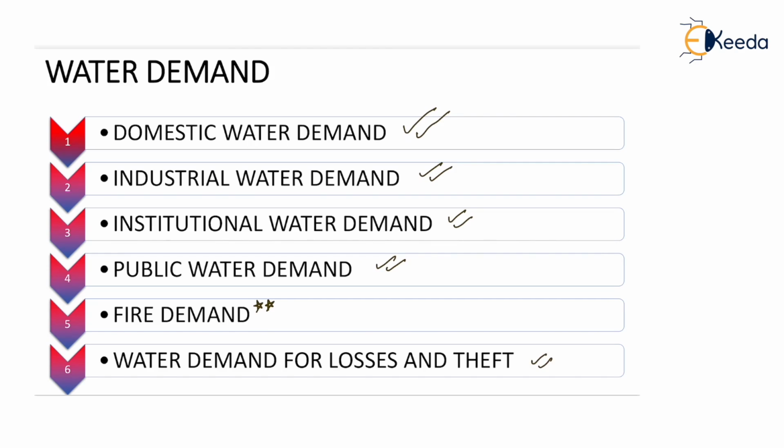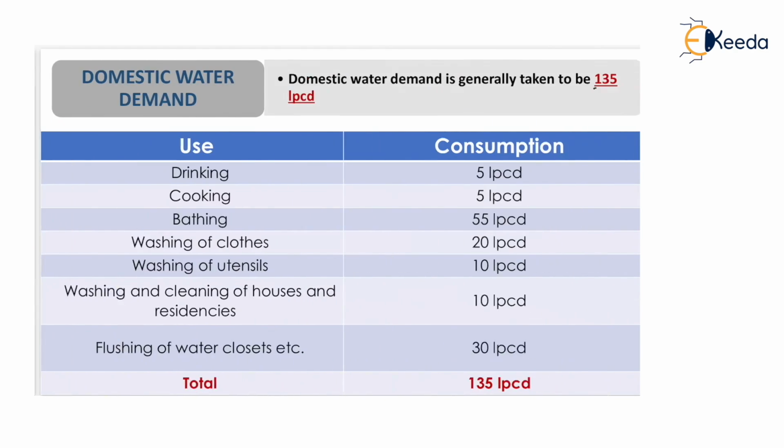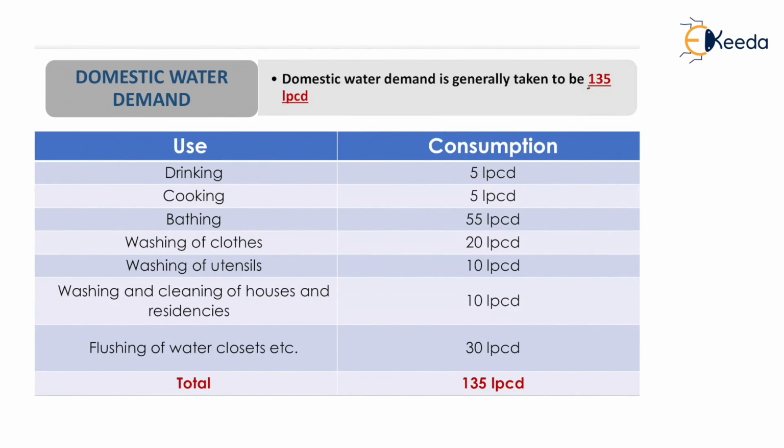Now we will see one by one each and every water demand in detail. Now, the first will be the domestic water demand. It is the amount of water required to satisfy domestic needs like drinking, cooking, washing, bathing, etc. Domestic water will be used for drinking, cooking, bathing, washing, flushing, etc.